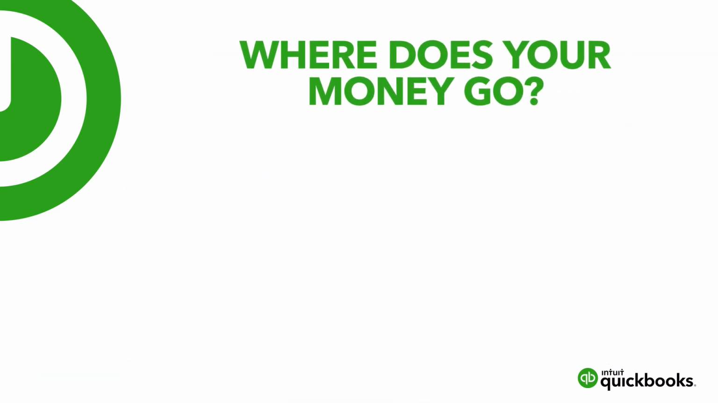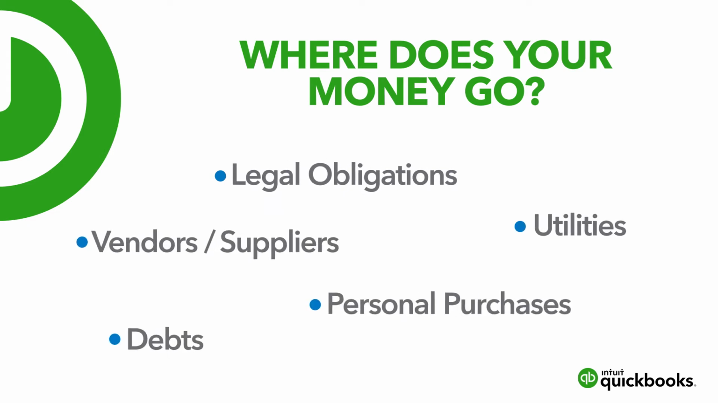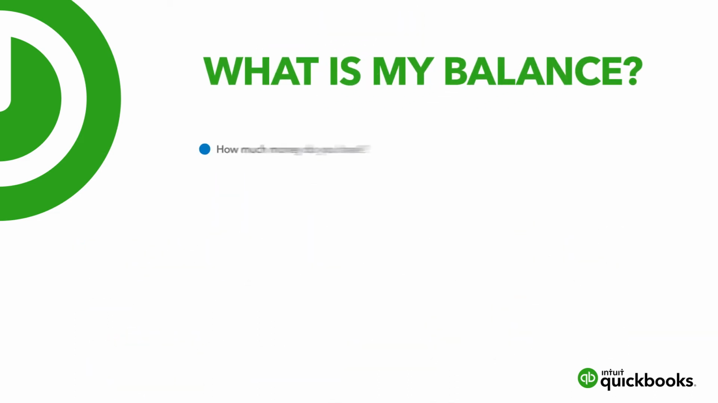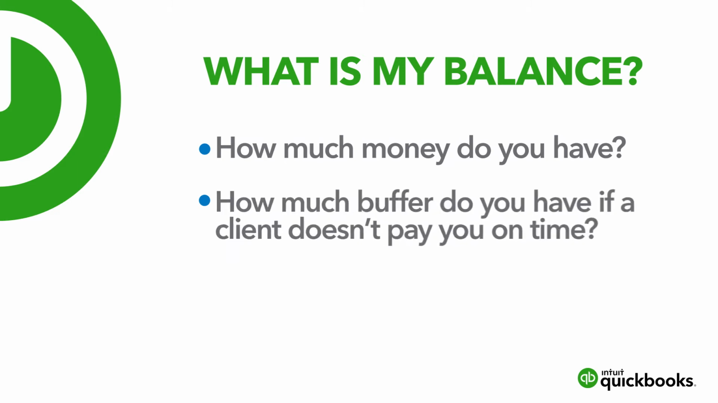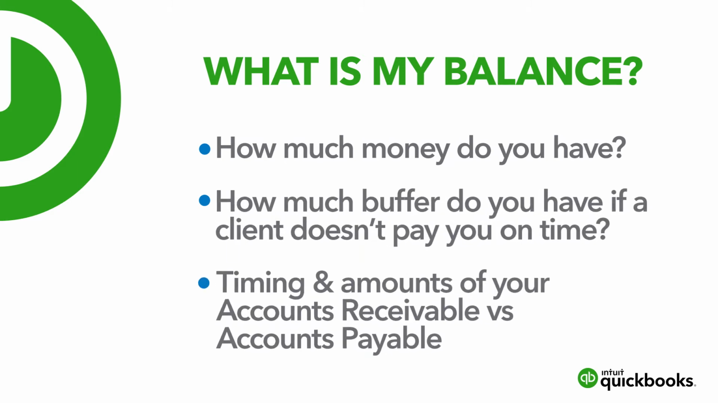Next, where does your money go? This could include legal obligations, debts, utilities, vendors or suppliers, and even personal purchases. And finally, what is your balance? How much money do you have? How much buffer do you have if a client doesn't pay you on time? And most importantly, what are the timing and amounts of your accounts receivable versus your accounts payable?